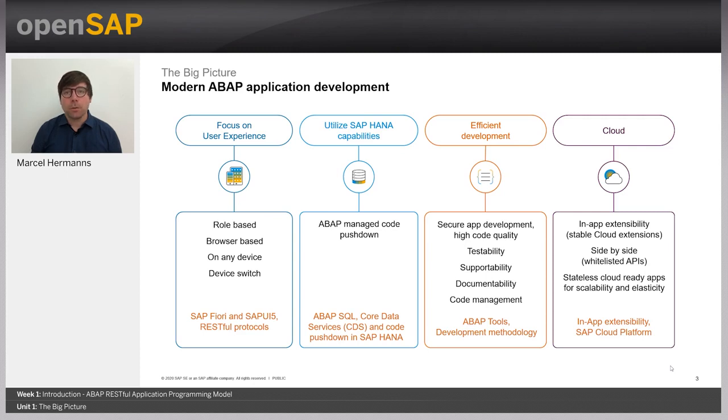And if you want to create new, bigger applications, we can make use of the side-by-side scenario supported by the SAP Cloud Platform as extension platform. Whitelisted APIs of any backend can then be used. Stateless is crucial for all of these applications, because only with that we can make use of elasticity and scalability in the cloud.